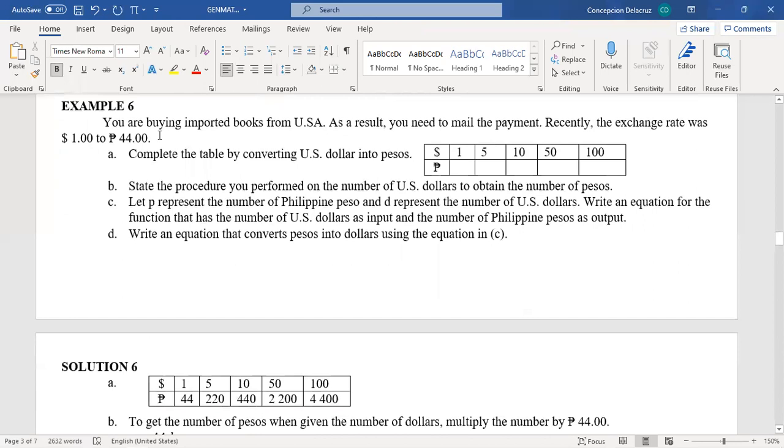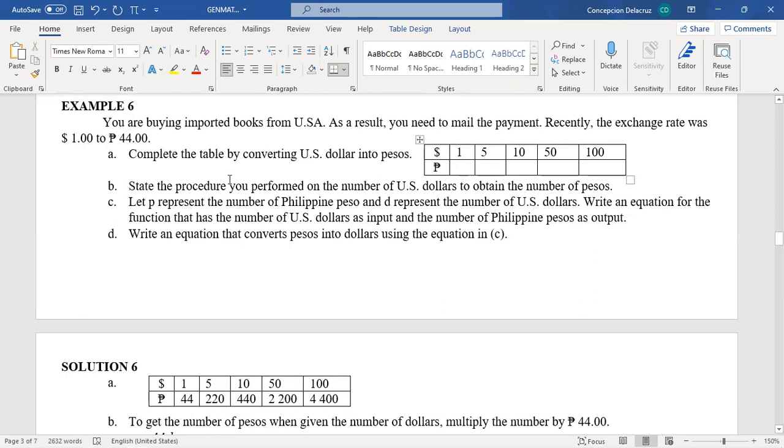Okay, example number 6. You're buying imported books from the USA. As a result, you need to mail the payment. Recently, the exchange rate was $1 to 44 pesos. So you're going to complete the table by converting the US dollar into pesos. So $1 is 44 pesos. For 5, it's very simple, just multiply by 44. And for 10, multiply by 44, and so on.